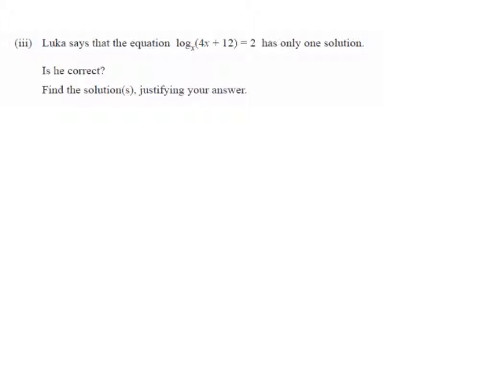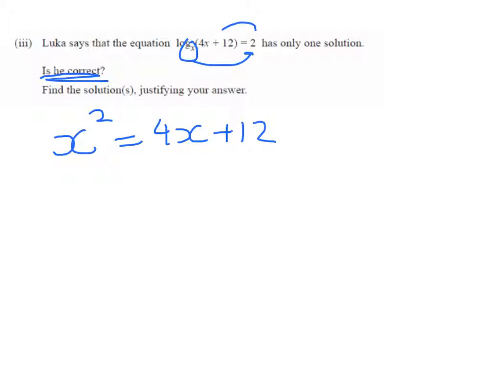Alright, this is the first of the excellence questions in this first question of the paper. Luke says that the equation log to base x of 4x plus 12 equals 2 has only one solution. Is he correct? So we must answer that question in your final answer. So we've got x squared is equal to 4x plus 12. So we have x squared minus 4x minus 12 equals 0.